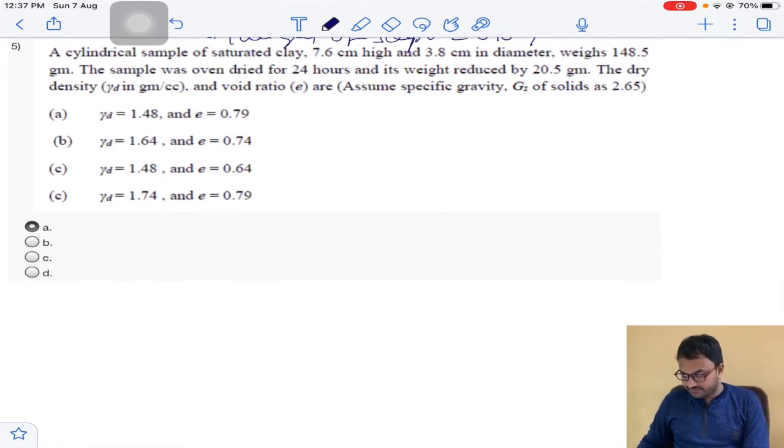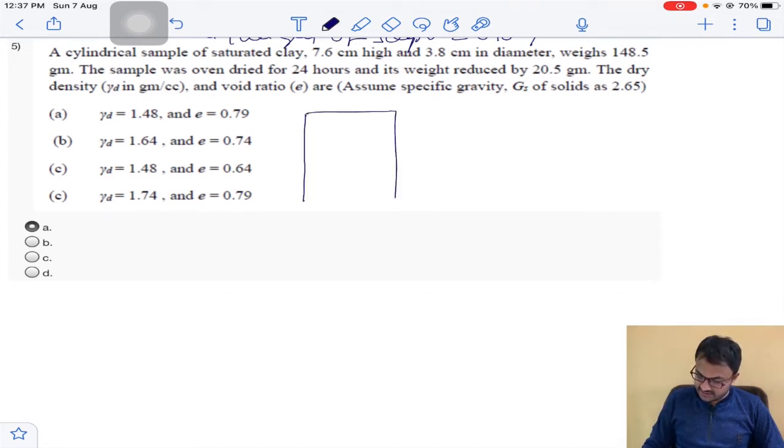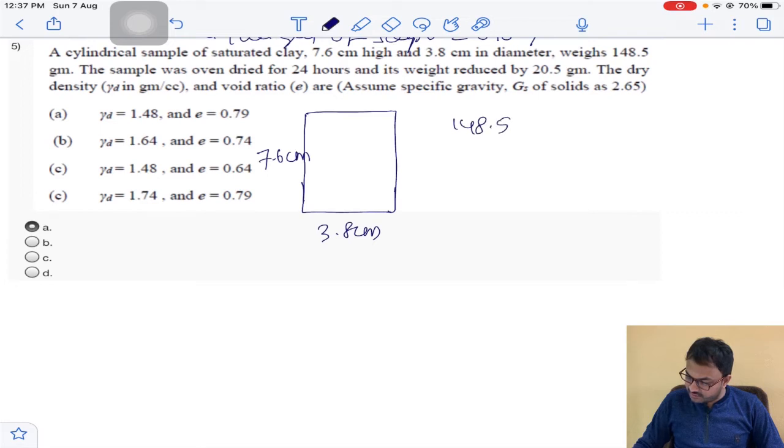Okay, coming to next question. Question number 5. A cylindrical sample of saturated clay, 7.6 centimeter height and 3.8 centimeter diameter. So he has given the dimensions of the cylinder. So you can see here, this is 3.8 centimeter diameter and 7.6 centimeter height. Weighs 148.5 grams. The sample was oven dried for 24 hours.